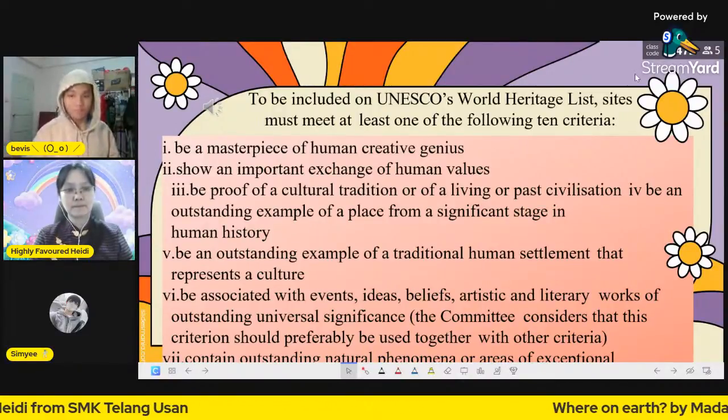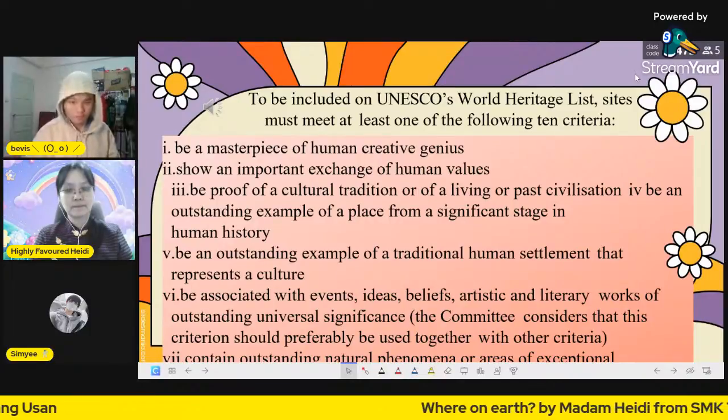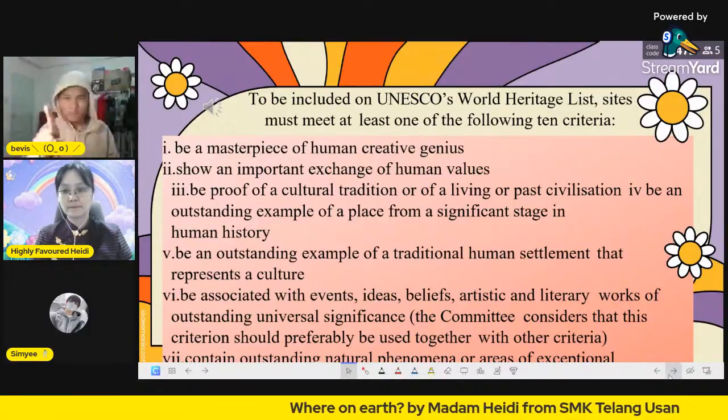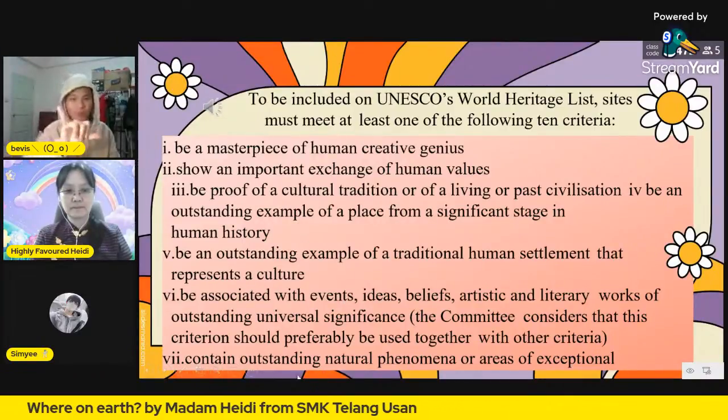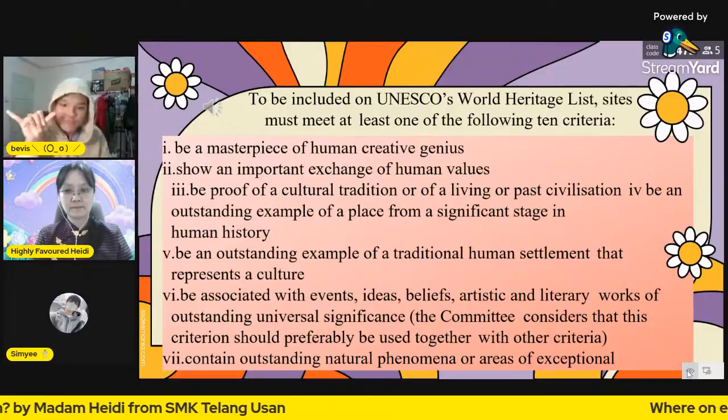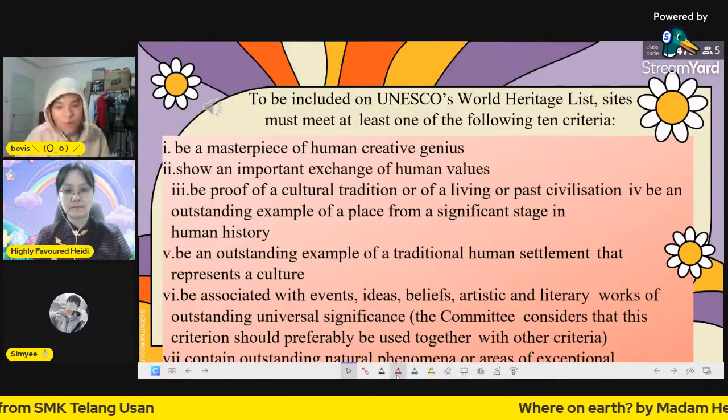6. Be associated with events, ideas, beliefs, artistic and literary works of outstanding universal significance. The committee considers that this criterion should preferably be used together with other criteria.